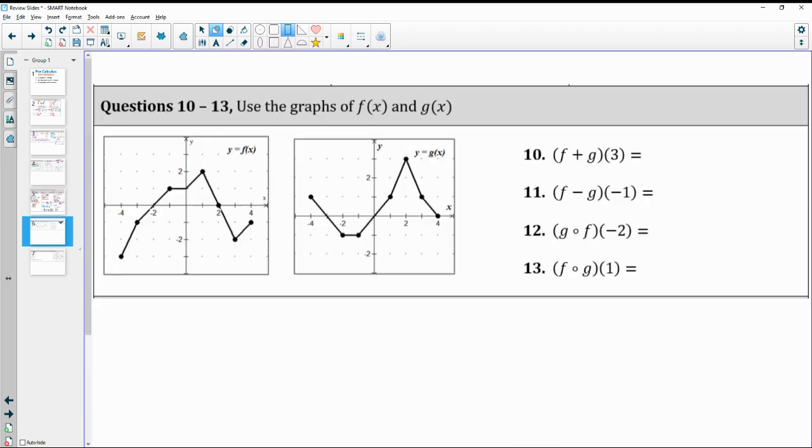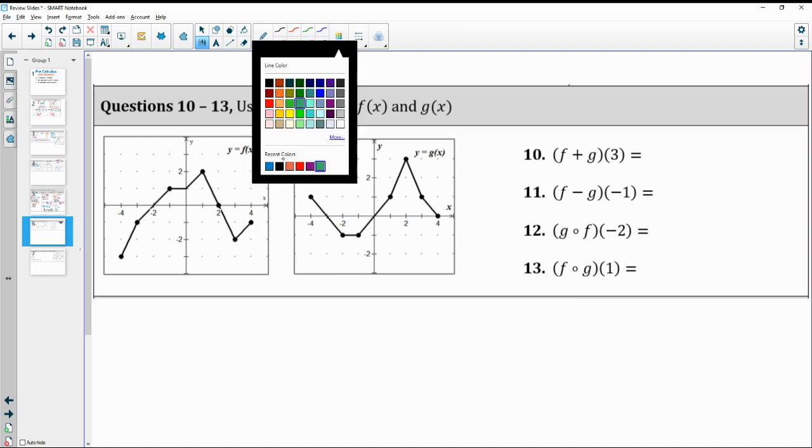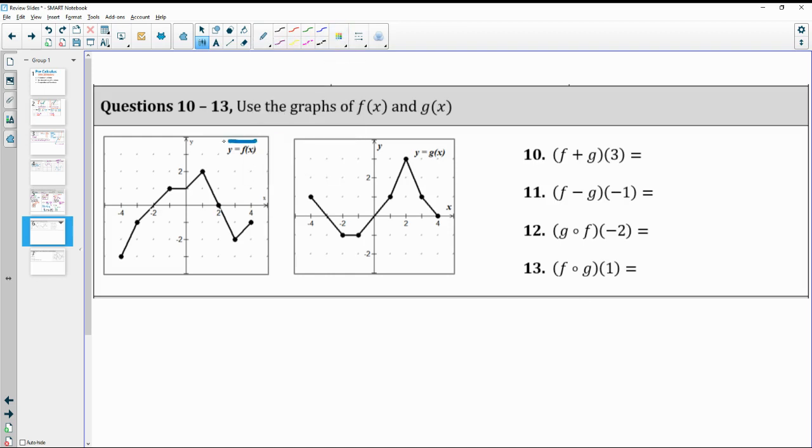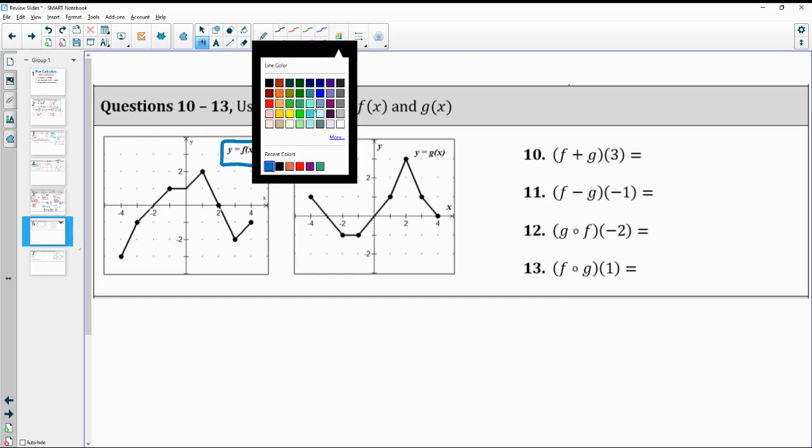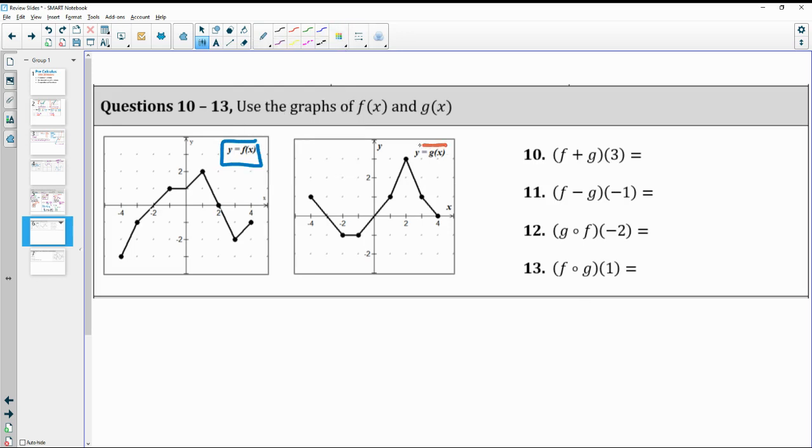For questions 10 through 13, we're going to use the graph to help us with these different function operations. So this first graph is the graph of f, and this second graph is the graph of g. So this first one just asks us to do f of 3 plus g of 3.